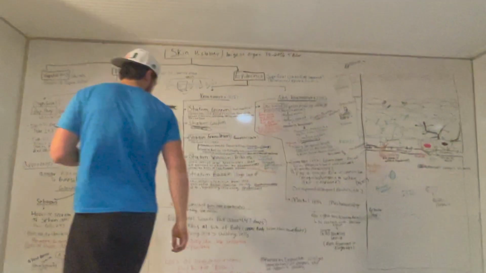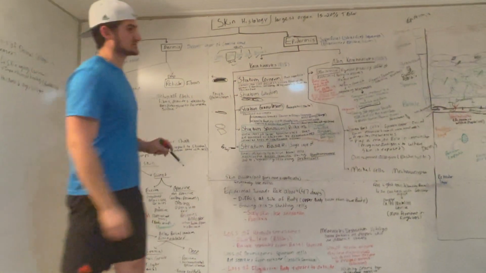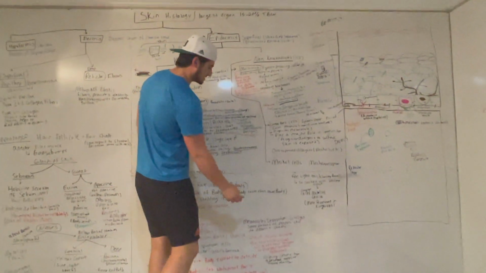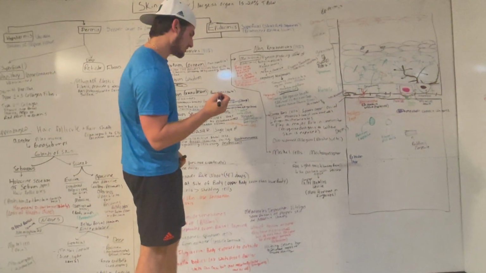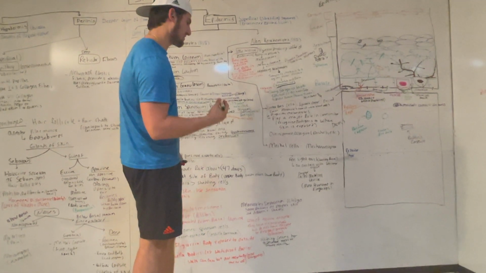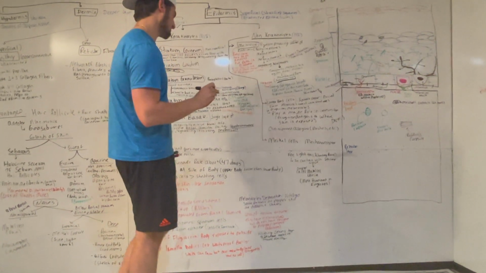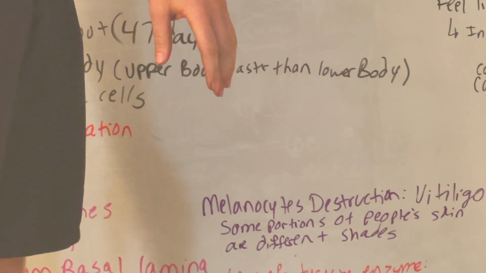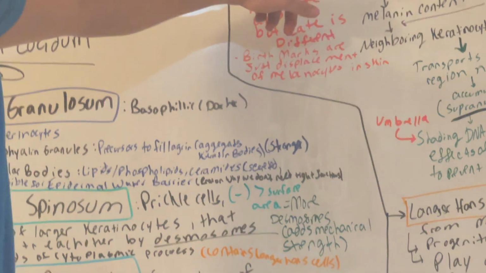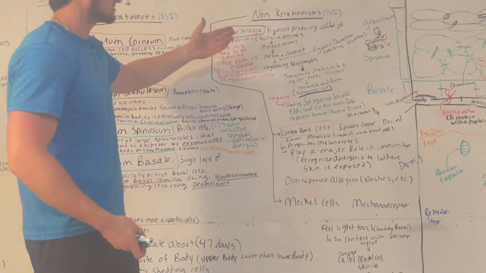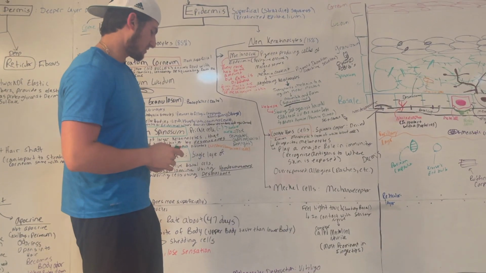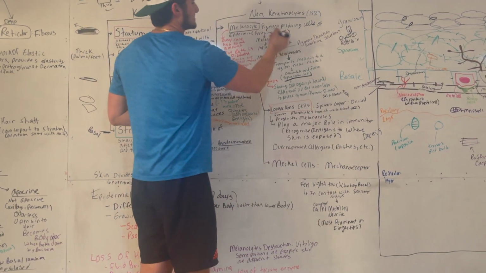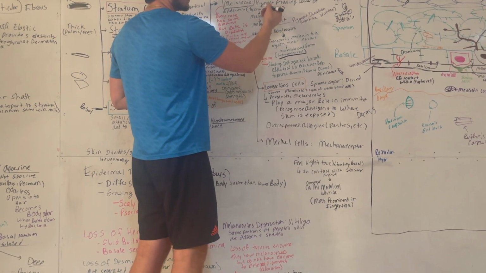Now let me talk about two diseases of the epidermis. The first one is melanocyte destruction. If you have melanocyte destruction, you're going to get vitiligo. What is this? This is a type of disease where you see someone who has the same skin color, but they have spotty regions on their body. It's because their melanocytes are not working in those regions. What are they not producing? They're not producing the tyrosinase enzyme. This tyrosinase enzyme releases the melanin.